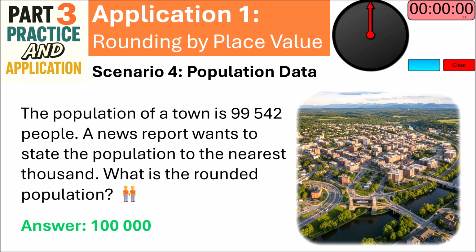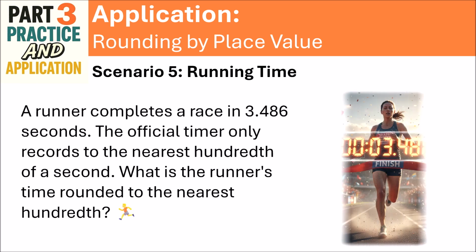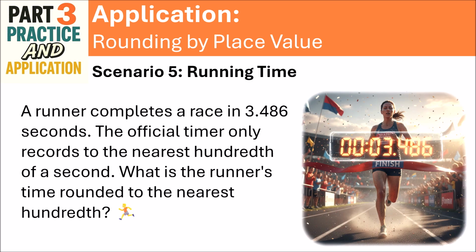Here is the answer. Got it right? Scenario 5. Rounding by place value applied to running time. A runner completes a race in 3.486 seconds. The official timer only records to the nearest hundredth of a second. What is the runner's time rounded to the nearest hundredth?